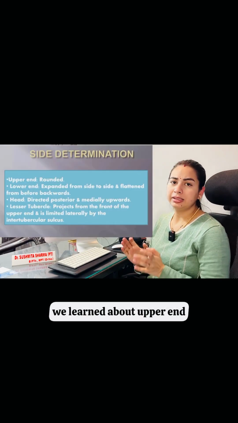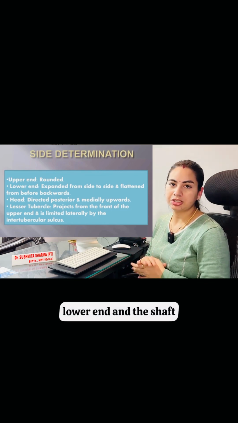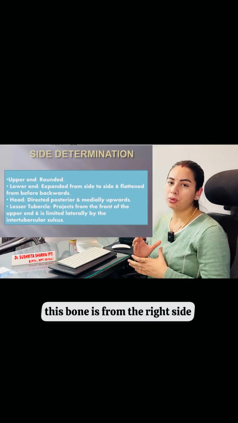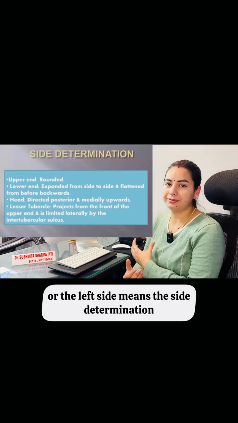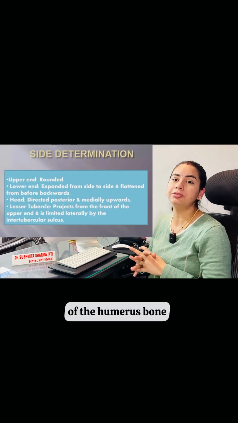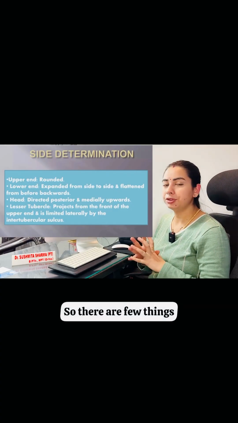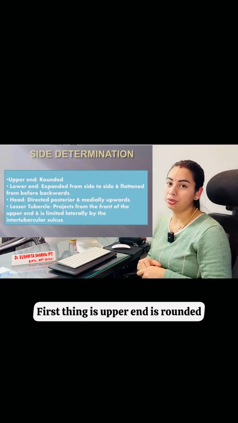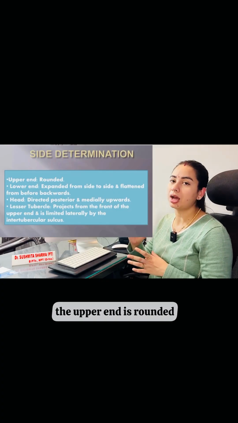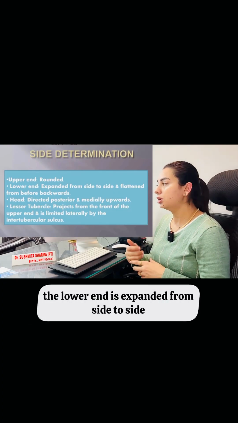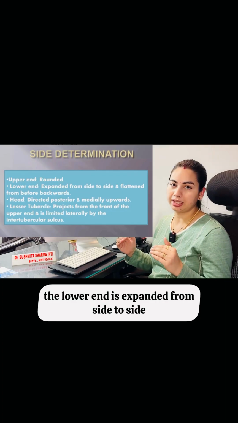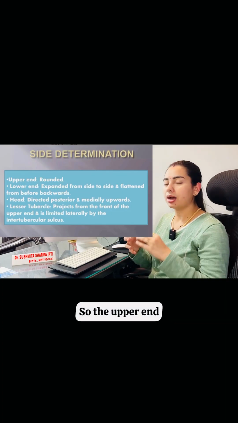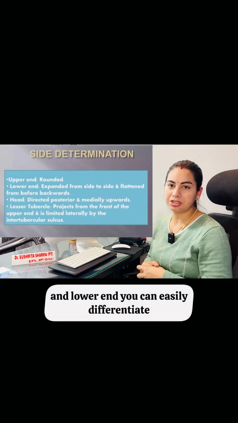Now we have learned about the upper end, lower end and the shaft. Now we'll learn how to determine whether this bone is from the right side or the left side, that is, the side determination of the humerus. There are a few things which need to be remembered. First, the upper end is rounded. Whenever you see a humerus bone, the upper end is rounded. The lower end is expanded from side to side, meaning it has many condyles or processes. So you can easily differentiate the upper end and lower end.